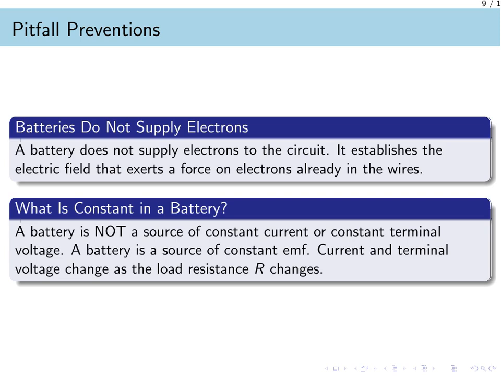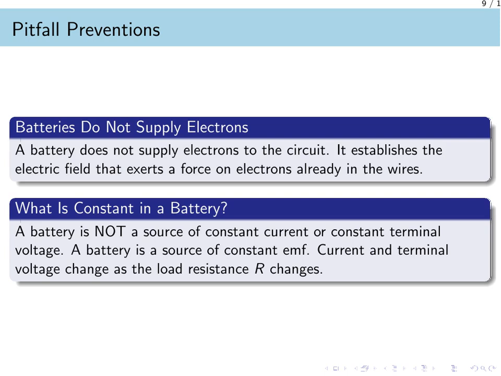First, a battery does not actually supply the electrons that flow through a circuit. Those electrons are already present in the atoms of the wires. Instead, the battery creates an electric field that exerts a force on those existing electrons, causing them to move.